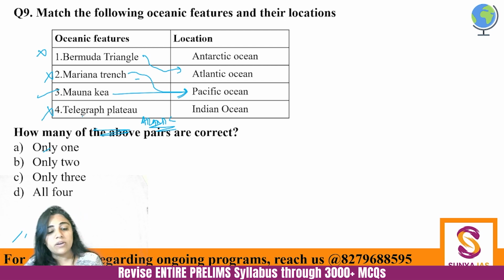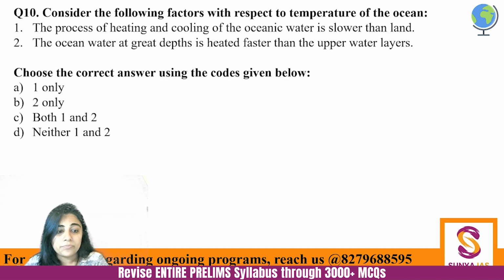Mariana Trench we have also done once before, and Mauna Kea in Japan, Pacific Ocean ही हो गया वो, and Telegraph Plateau in Atlantic Ocean. So here only one is correctly matched, but all the 4 locations are important.